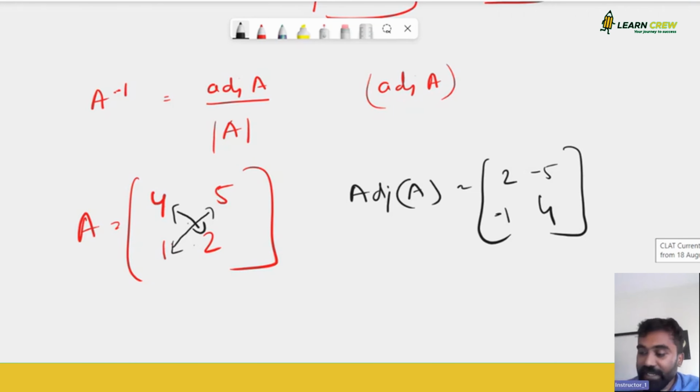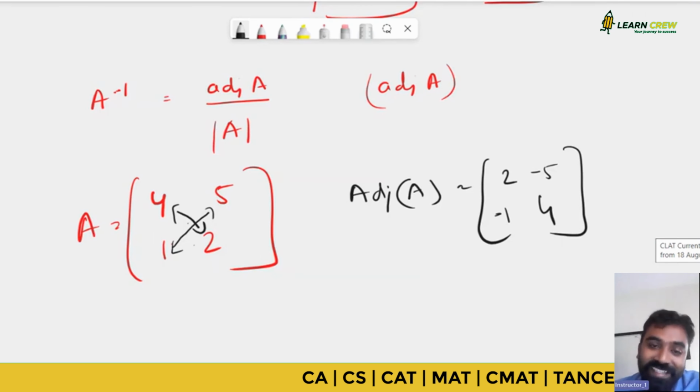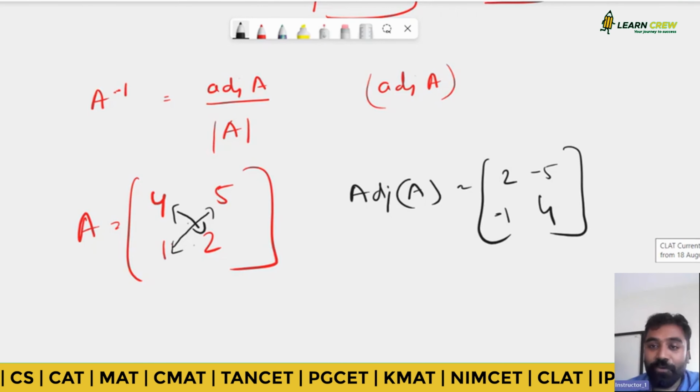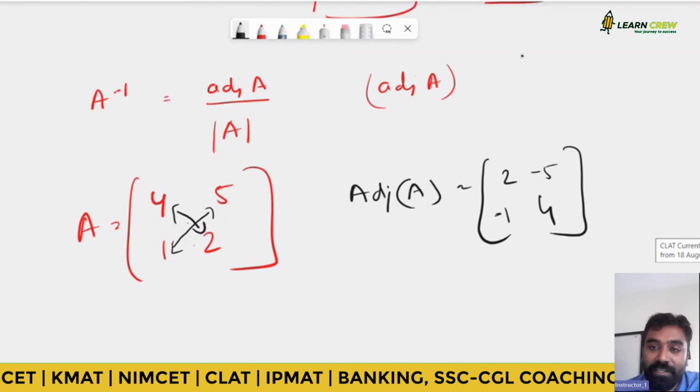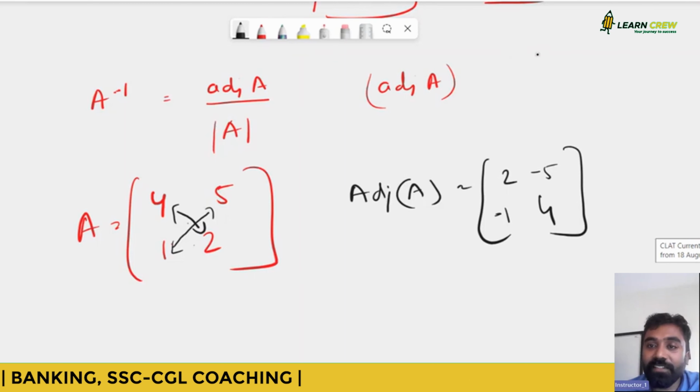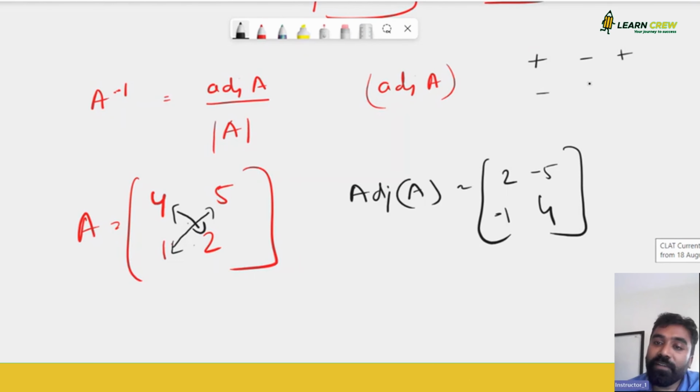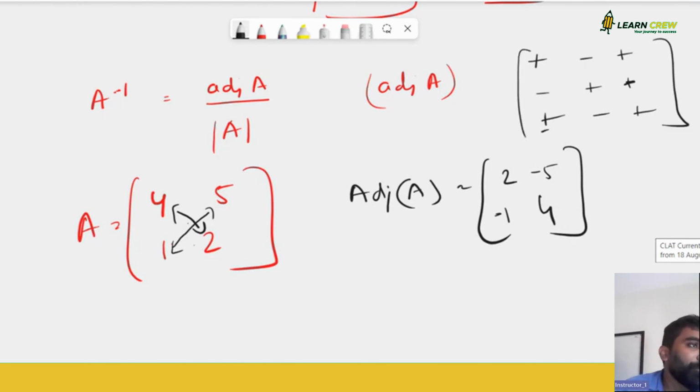Now, sir, is there any other way? Yes, there is another way, but that will be a lengthy one. This is a short trick which you can use for exam purposes. You need not stick with anything else. For a 3x3 matrix, the signs change as plus, minus, plus, minus, plus. I'll take up an example for that.